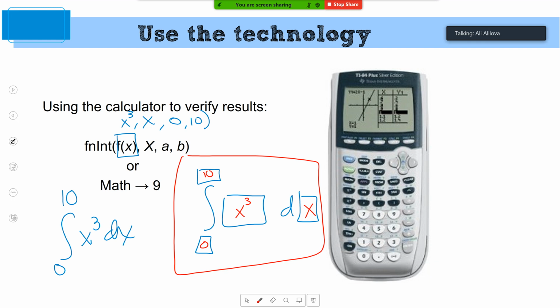Okay, so what's the answer? 1,500. Can somebody confirm? Good.